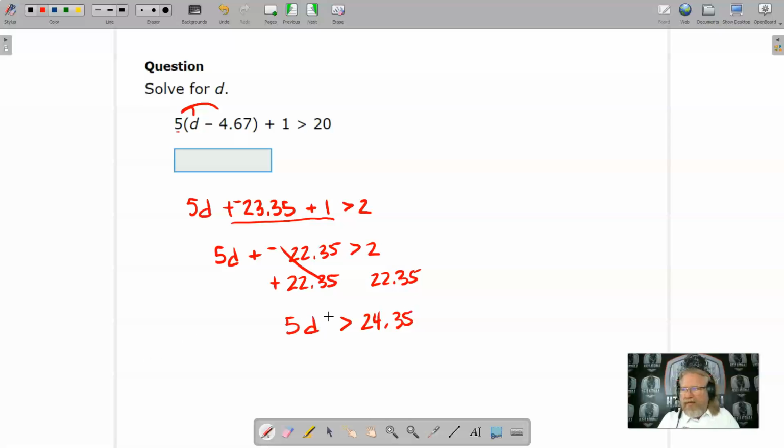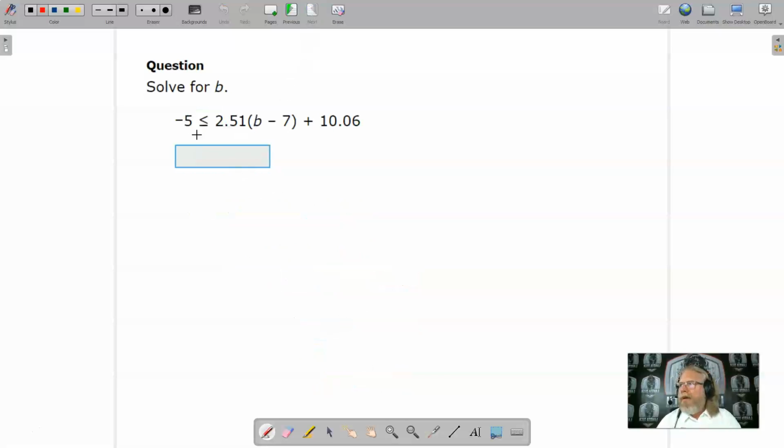So now I need to divide both sides by 5. The 5's will cancel, leave me with d. And then 24.35 divided by 5 is going to give me 4.87. So d, not b, dyslexia strikes again, and that was a 7 came off of there with the back arrow. So d is greater than 4.87. For some reason I'm feeling like I want to pause and go back and double check that, but I think I'll be okay. Last one.